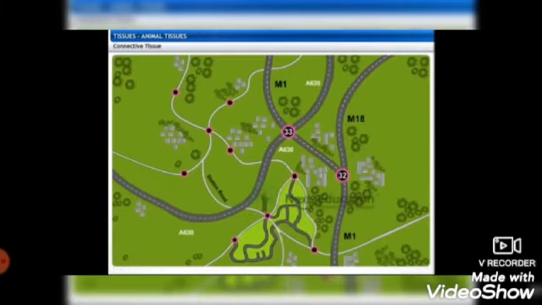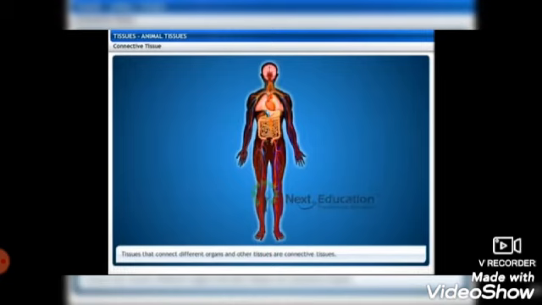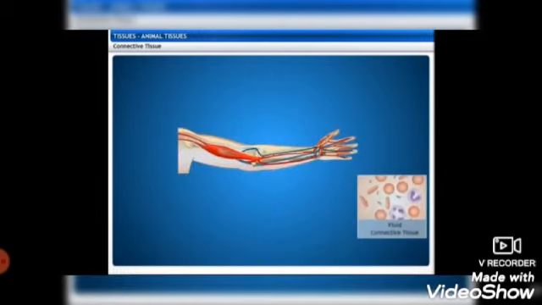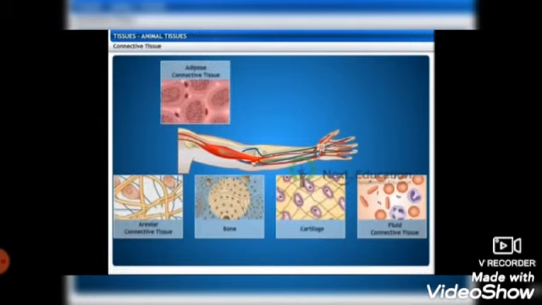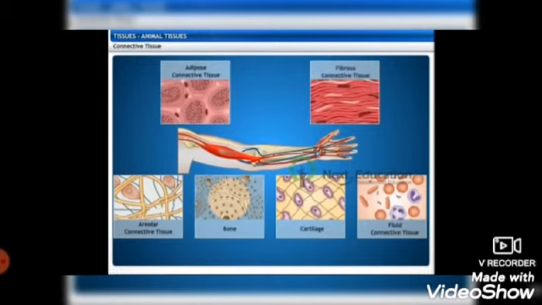This is a network of roads that connects different places to each other. Similarly, the animal body also has its own network of tissues that connect different organs and tissues. It is called connective tissues. Connective tissues are of different types depending on their shape and functions as well. Let's take a detailed look at each of them.